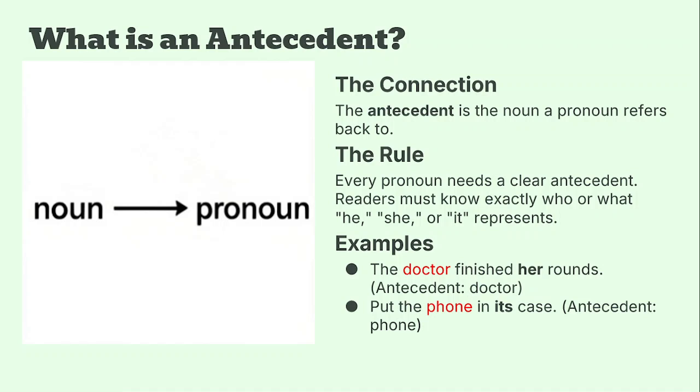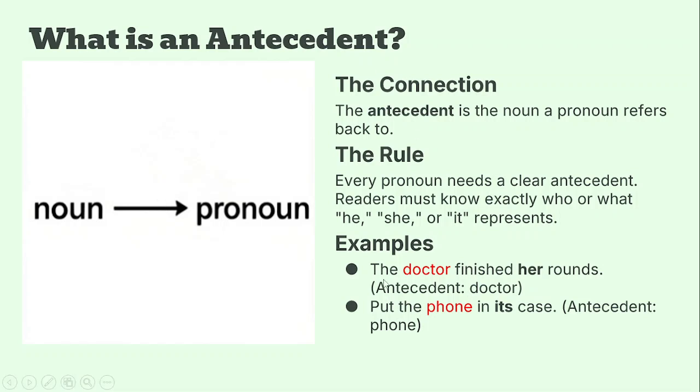First of all, we have to know what we mean by the antecedent. The antecedent means the noun that a pronoun refers back to. Why is this very important? In the ACT exam, if you want to select the correct answer to a question like that, you have to decide where the antecedent is. If you find the antecedent, you can select the correct pronoun that refers back to it.